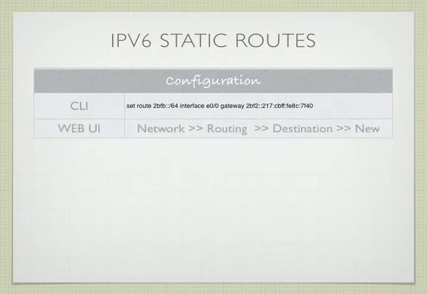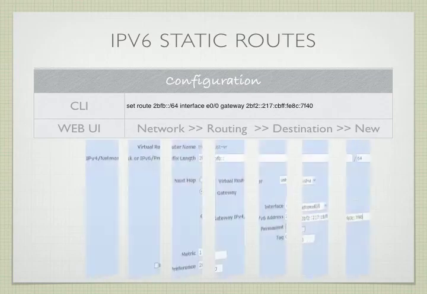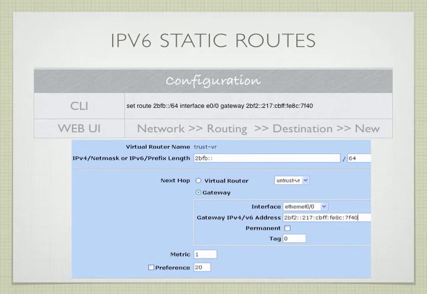The web interface is exactly the same place. This is a new destination route in networking, and we fill out the IPv6 address and the IPv6 router that is going to receive it, and the interface that we can reach that router across. So these are exactly the same as what we covered in the previous section on routing.